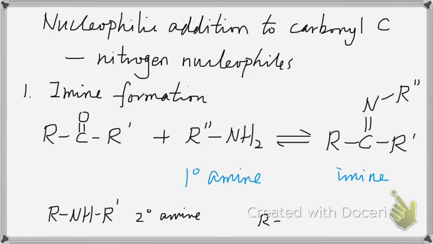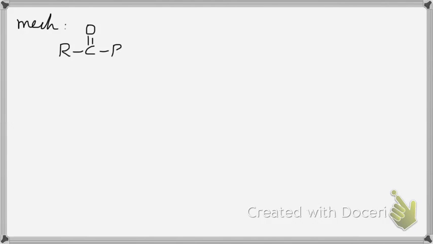So for secondary amine, there will be 2 carbons attached to the nitrogen. And the tertiary amines, there will be 3 carbons or 3 alkyl groups attached to the nitrogen. All right. So back to our imine formation. Let's take a look at the mechanism.